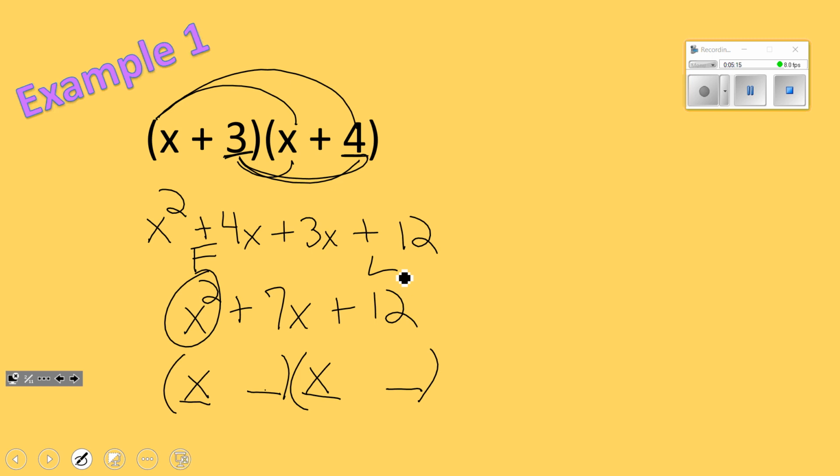Okay, repeat after me. Multiply to be the last. Add to be the middle.